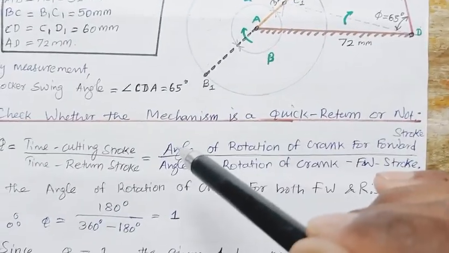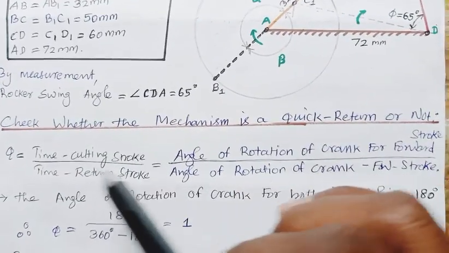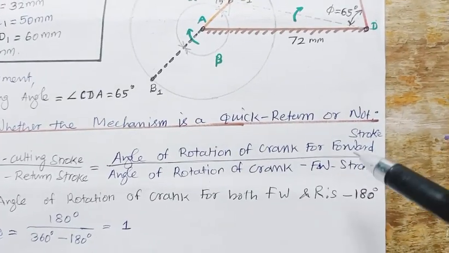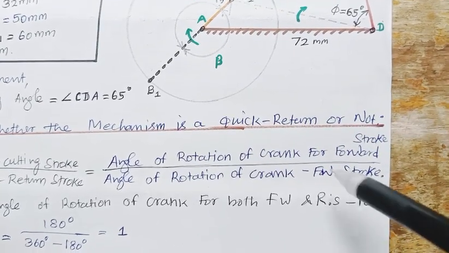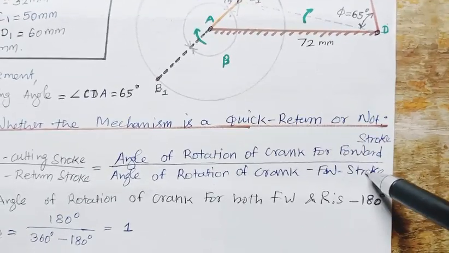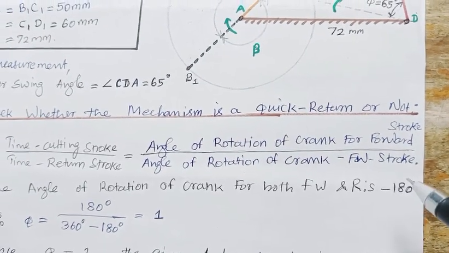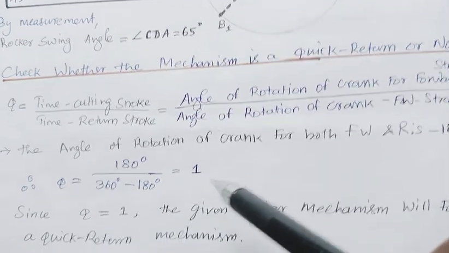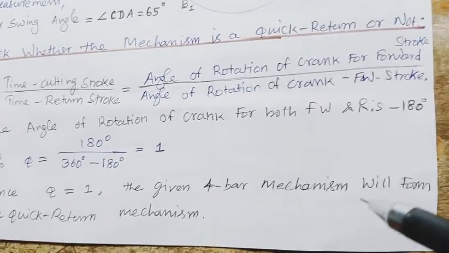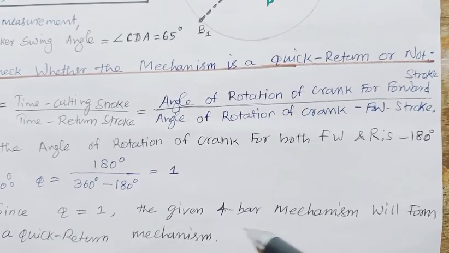Then you check whether the mechanism is a quick return or not. So just take the time of cutting to return stroke ratio, that is equal to the angle of rotation of the crank for the forward stroke divided by the angle of rotation of the crank for the return stroke. Again, the angle of rotation of the crank for both forward and return stroke is 180 degree. So we get 180 degree divided by 360 degree minus 180 degree equal to 1. Since Q equal to 1, the given 4 bar mechanism will not form a quick return mechanism. Since the ratio of time of cutting to return stroke equal to 1, the 4 bar mechanism will not form a quick return mechanism.